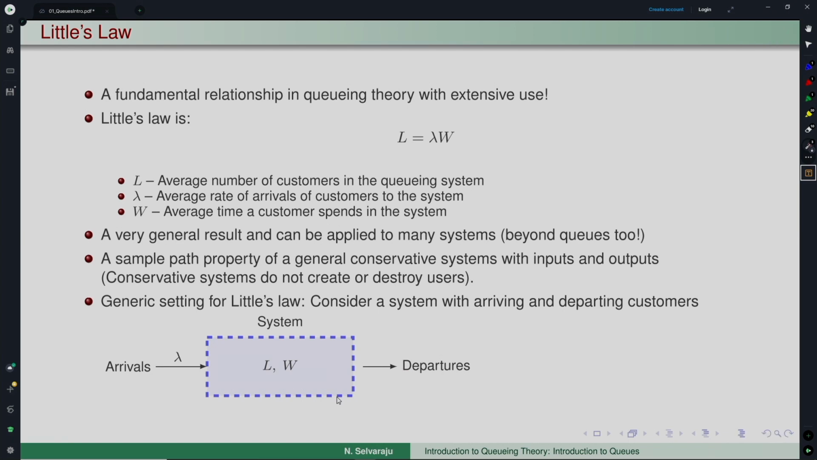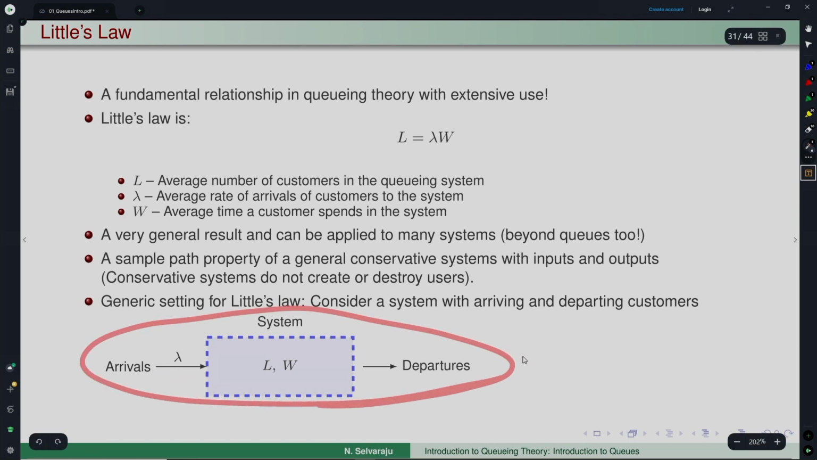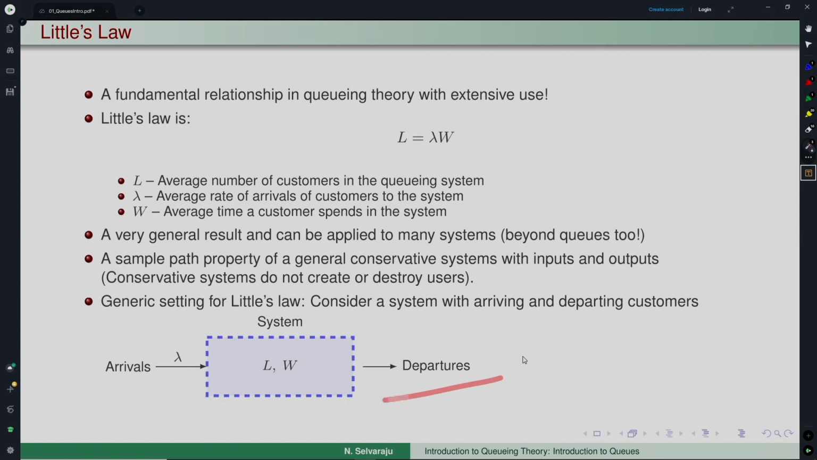Okay. So, under the very generic assumption that the system has been in operation for a long time, it is in equilibrium, no customer is getting destroyed inside or created inside this system, and they leave in the order they come, and so on. So, you will get some generic assumptions, depending upon the system, when this holds. Under such a setting, this Little's law holds, right.